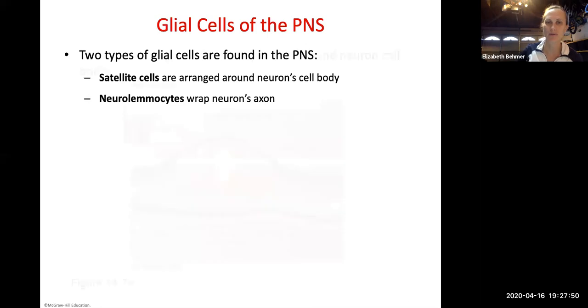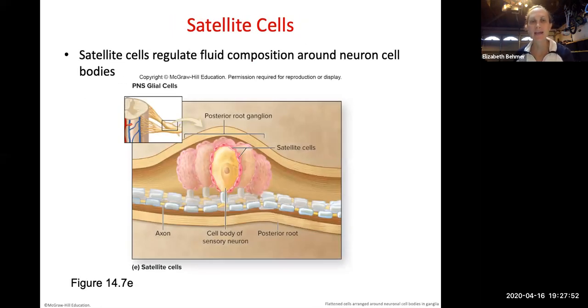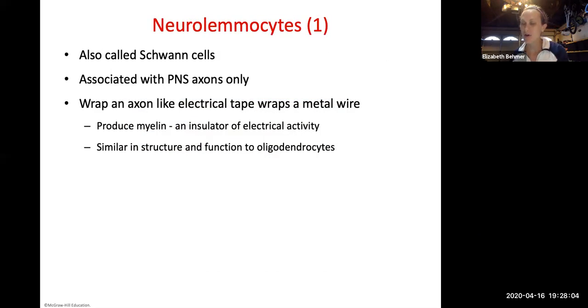We'll go through those. So here are satellite cells. They help regulate fluid composition around the neuron cell body. They're important, but I'm not going to ask you too much about satellite cells. I will ask you though about neurolemmocytes. These are also called Schwann cells.